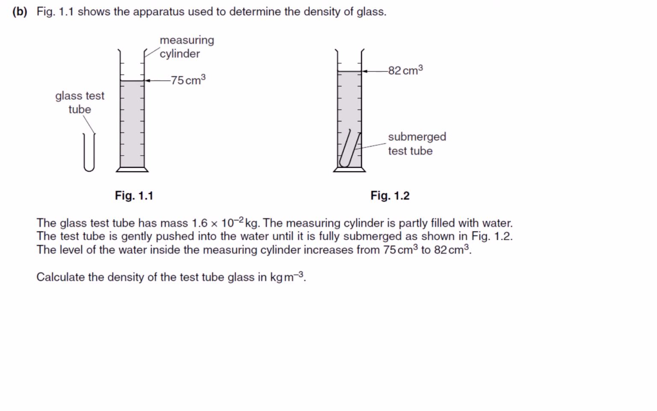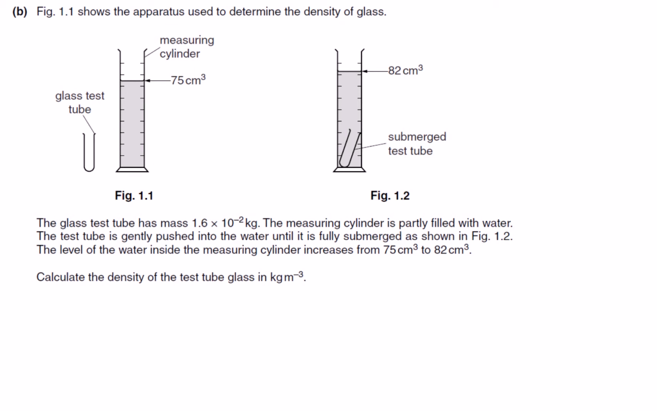So now on to part B. We've got these 2 figures, and they're showing us the apparatus used to determine the density of glass. We've got a test tube here, and a measuring cylinder with a line going up to 75 centimeters cubed. Then they're going to submerge the test tube in here, and we notice that now the measuring cylinder's line is up to 82 centimeters cubed. It tells us that the mass is 1.6 times 10 to the -2 kilograms. The measuring cylinder is partly filled with water, and when the test tube is gently lowered in, there is an increase in the volume of the water from 75 to 82.